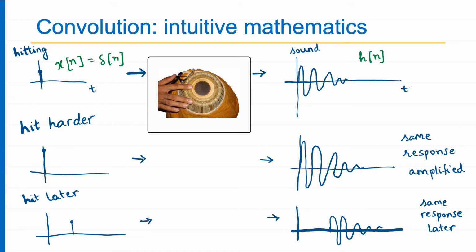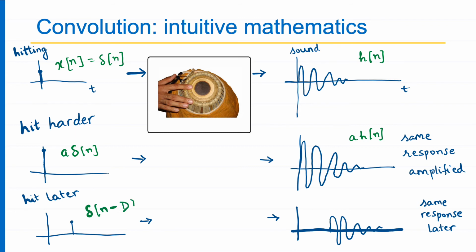My output is y[n], which in this case, consider it as h[n]. So my output is h[n]. Why h[n]? Because if I convolve h[n] with the delta function, the output is h[n] only. So my y[n] is equal to h[n]. Now what happens if I hit harder? If I have a times delta[n] as the input, what happens to my output? My output will be a times h[n].